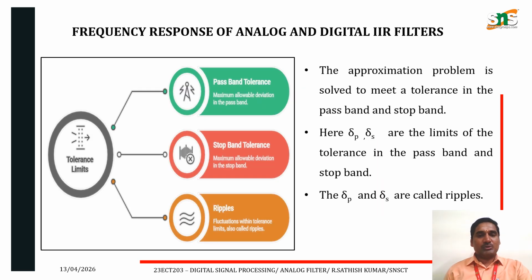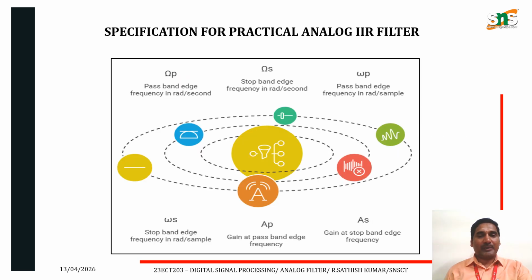Next one, frequency response of analog and digital filter. It consists of passband tolerance, stopband tolerance and ripples. The approximation problem is solved to meet a tolerance in the passband and stopband. δp and δs are the limits of the tolerance in the passband and stopband. δp and δs are also called ripples. Next one, these are the specifications of a practical analog IIR filter. Ωp represents the passband edge frequency, Ωs the stopband edge frequency, ωp the passband edge frequency, ωs the stopband edge frequency, Ap is the gain at the passband edge frequency, and As is the gain at the stopband edge frequency.